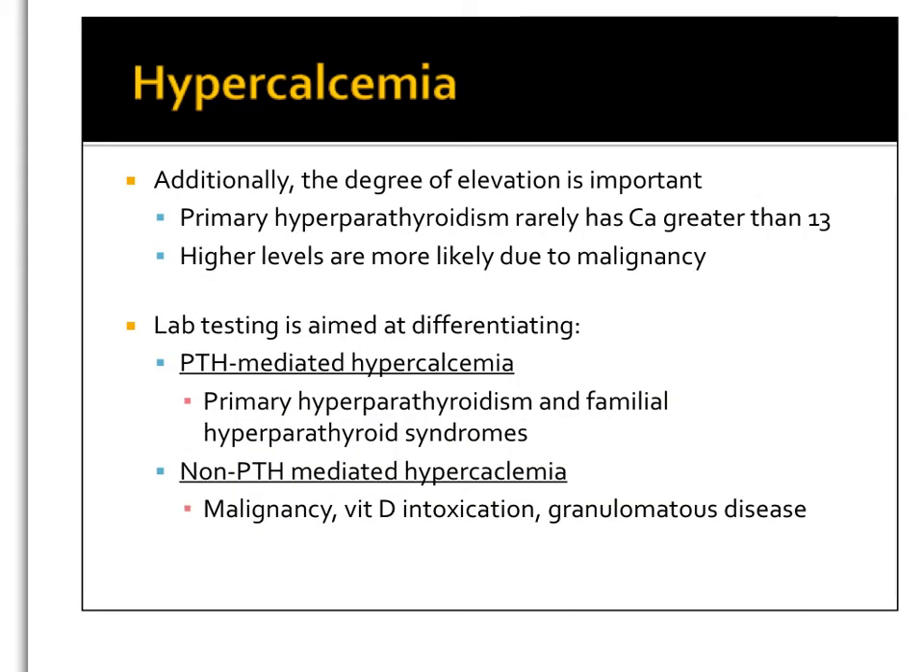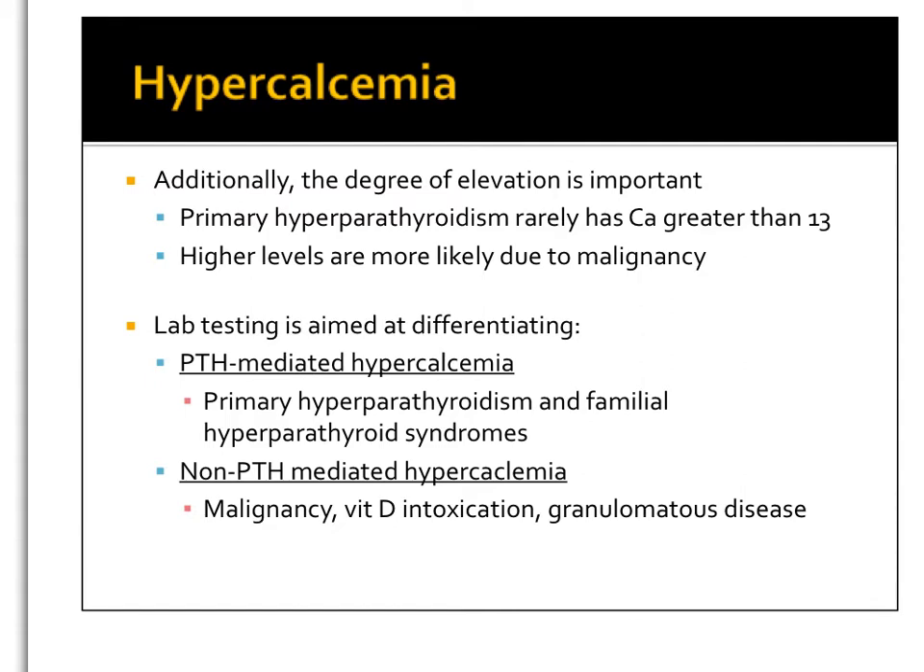When you're looking at the levels of calcium, it's also important to look at the degree of elevation. Primary hyperparathyroidism rarely has a calcium greater than 13. Higher levels than 13 are usually more likely due to malignancy. And that 13 should be right around those panic levels where we start to worry. But if you're seeing a high calcium level that's usually 13 or greater, you have to be concerned about cancer.